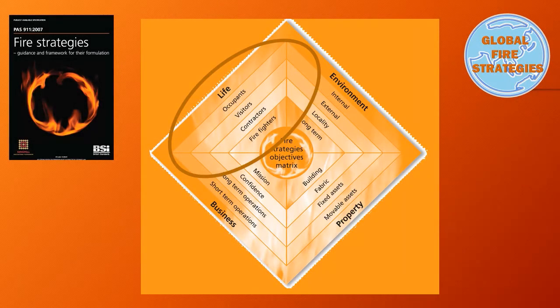Let's start with life safety. As you can see, there are 4 occupancy groups. The first one are the occupants themselves, the people who are in the building most days, who know the building, know the layouts, and are probably able to evacuate in the required manner if there is a fire.